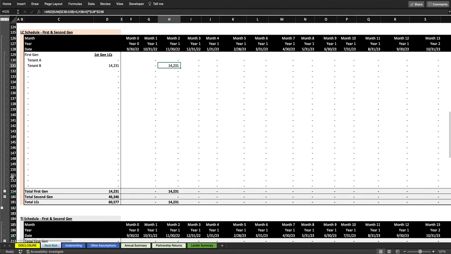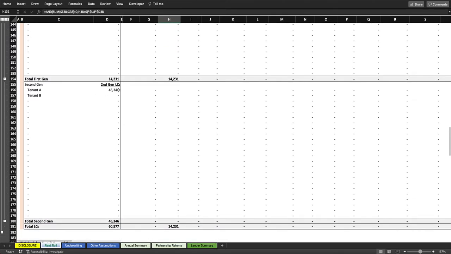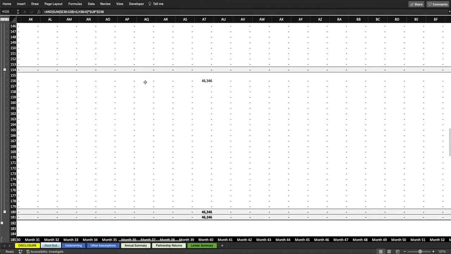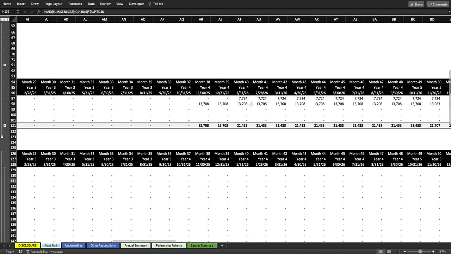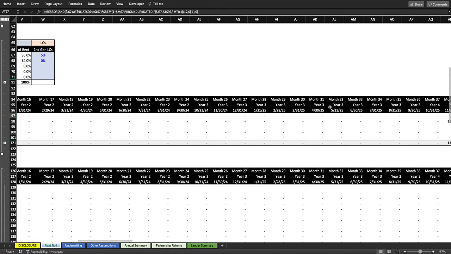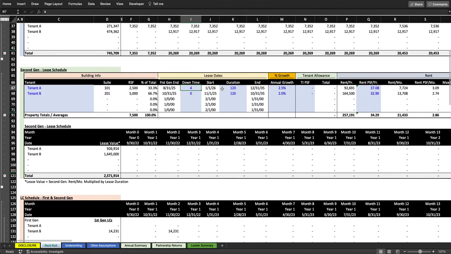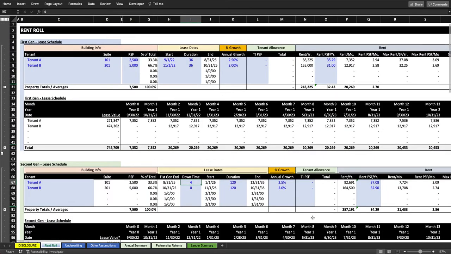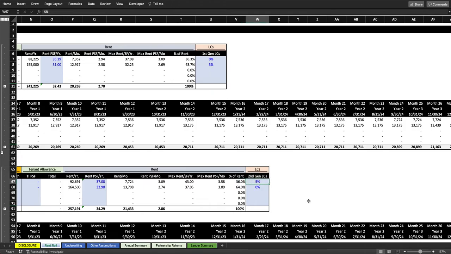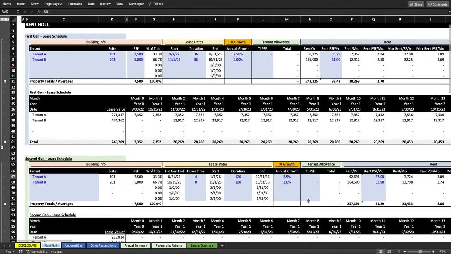So this is for the first generation leasing commissions, and then this is the second generation leasing commission. So again, second generation leasing commissions based on your assumptions of the second generation tenant coming online. That tenant A is coming online in month 40, assuming 4-month downtime from when their first lease ends, and we have that there's going to be a 5% leasing commission. So that's why there is that leasing commission for the second generation.